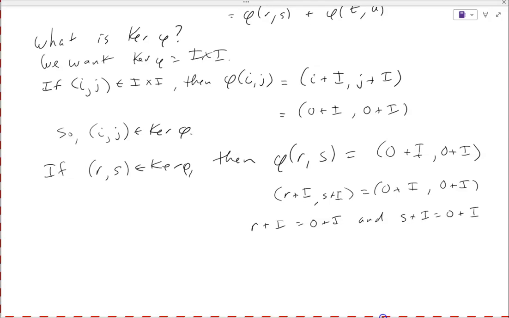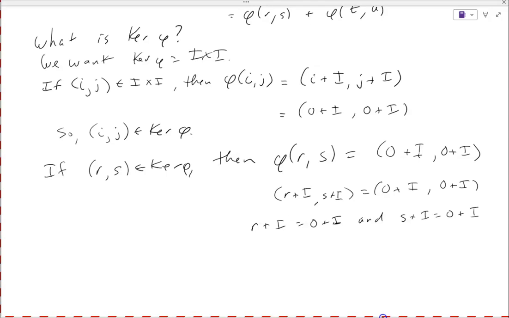So if r plus I equals 0 plus I, that's an I, looks like a J. What does that tell you? How are two cosets equal? It's on the board behind me. How are two cosets equal? Yeah, when you subtract them, they're back in the ideal.